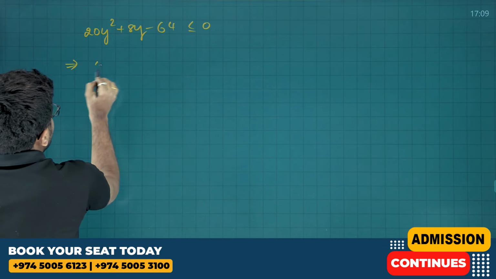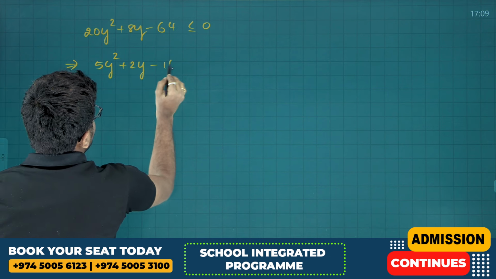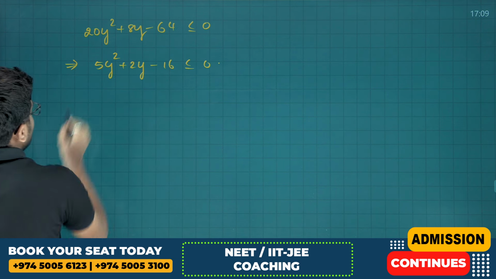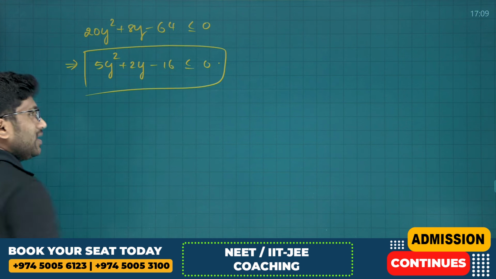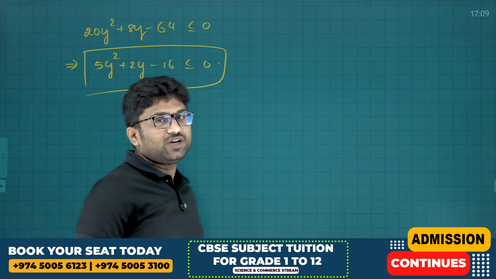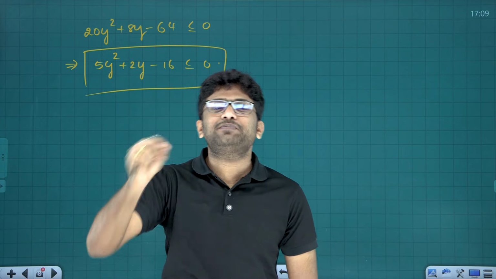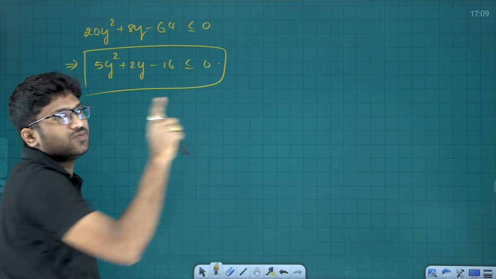Take 4 common, friends: 5y square plus 2y minus 16 less than or equal to 0. So clearly now, friends, look at this. This is a quadratic equation in y. For sure the range will be a subset of R. Just by factorizing this we get it.